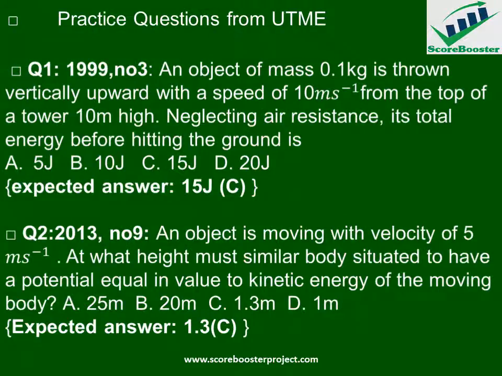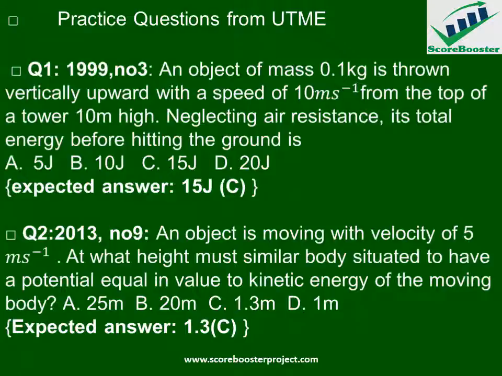Now on to practice questions from UTME. You can practice this on your own, and the first question we present here comes from 1999, number 3, and the question says an object of mass 0.1 kilogram is thrown vertically upward with a speed of 10 meters per second from the top of a tower 10 meters high. Neglecting air resistance, its total energy before hitting the ground is dash. So the expected answer here is 15 joules.